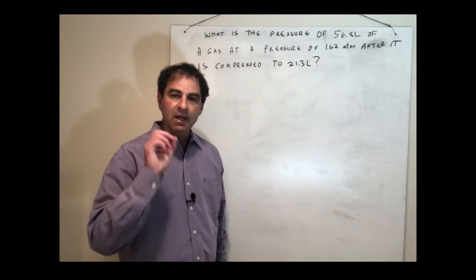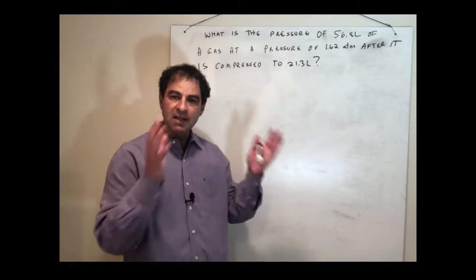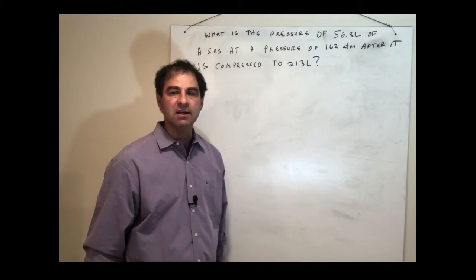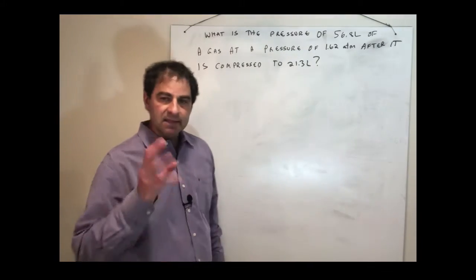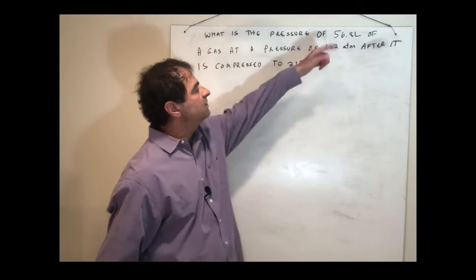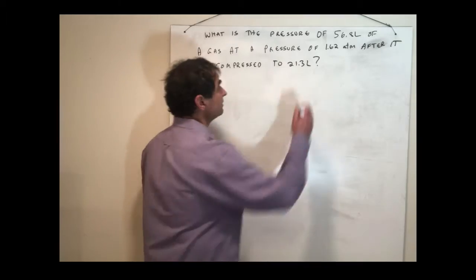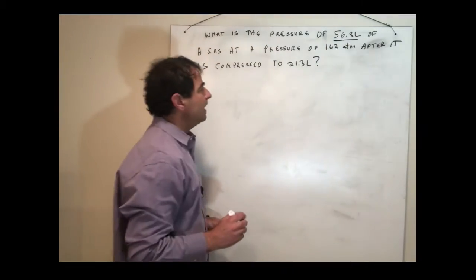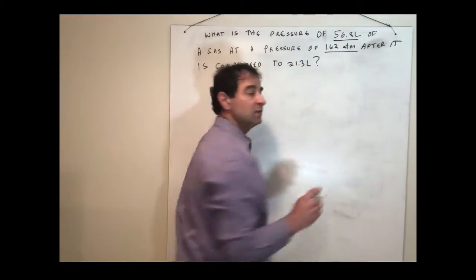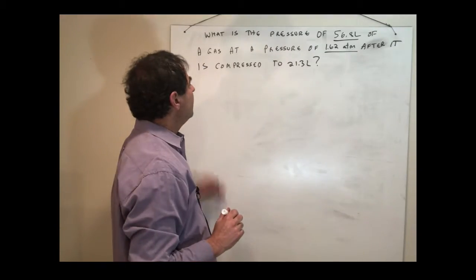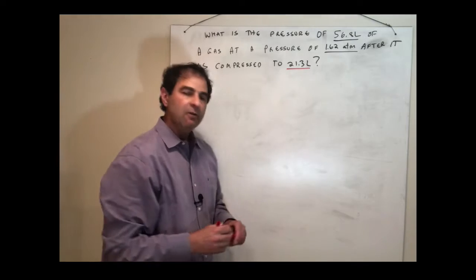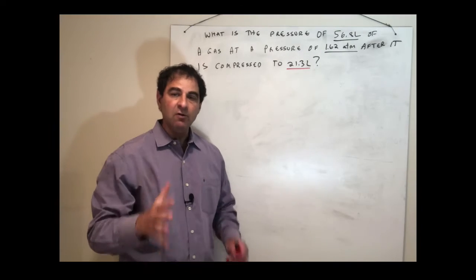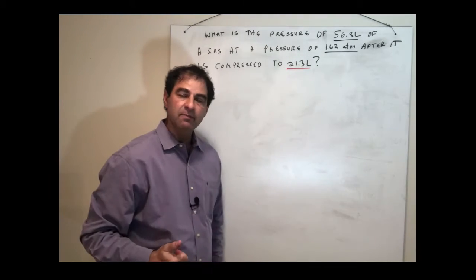So remember, we used the ideal gas law when we had a sample of gas just sitting there under one set of conditions. But what if we have a sample of gas that changes conditions? Let's say here we have a sample of gas that occupies 56.8 liters, that's a volume, at a pressure of 1.62 atmospheres, and it's compressed to 21.3 liters. How can we solve this problem? Because we don't have the number of moles and we don't have a temperature.